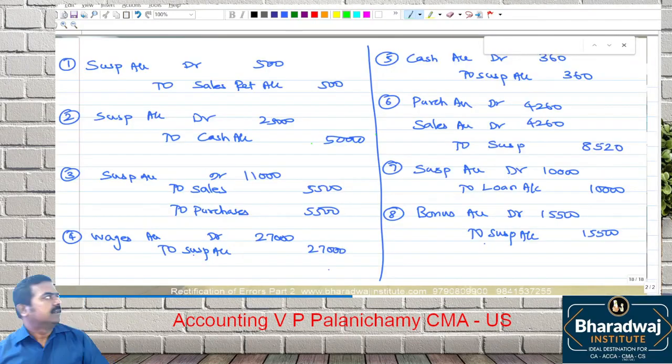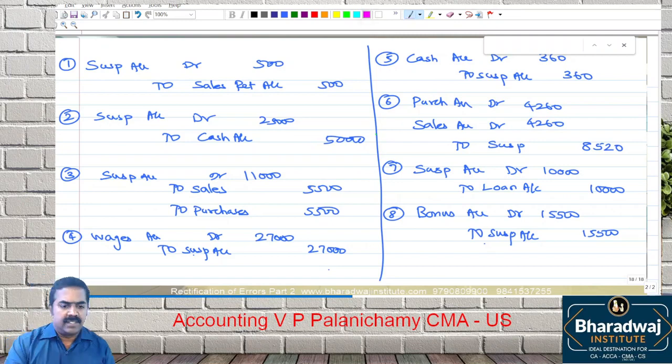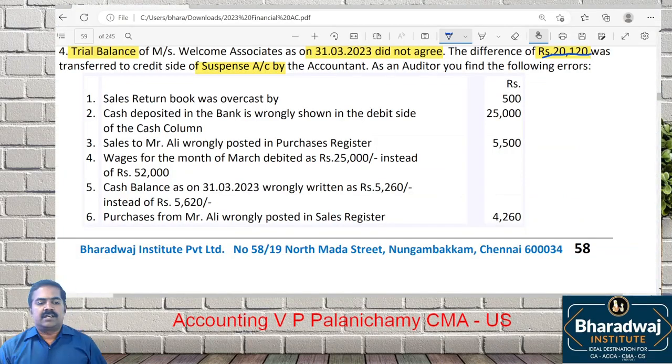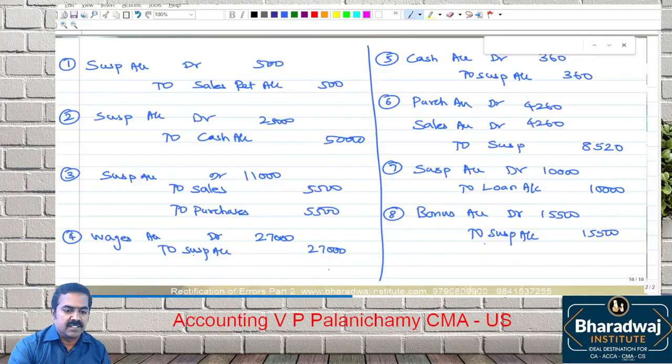Pay attention. First one, just look at the entry. Suspense account debtor to sales returns account. Any doubt in it? Sales returns book was overcast. Sales will have a credit balance. Sales returns will have a debit balance. Debit balance overcast, we have put more. We have to remove this, so we credit. Suspense account debtor to which account? Sales returns 500.